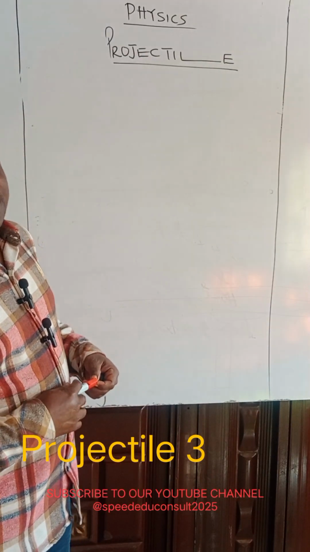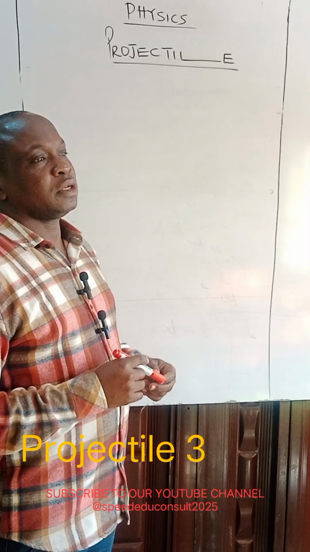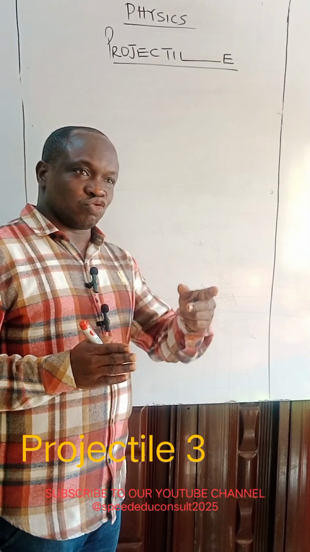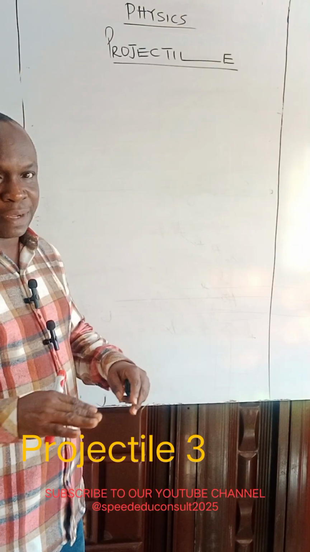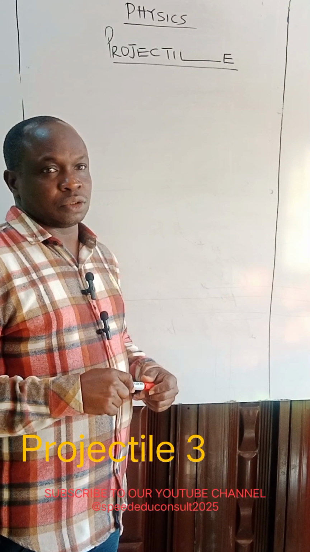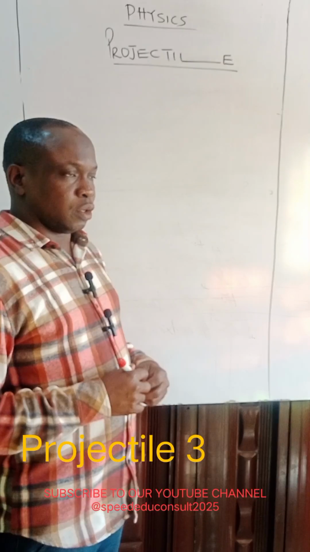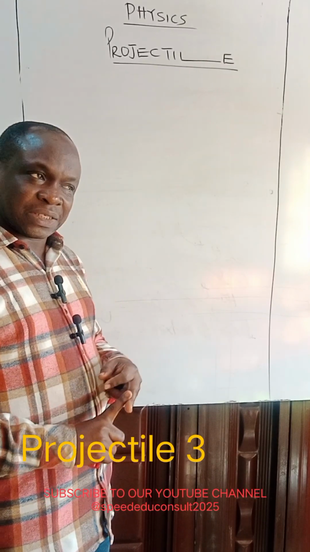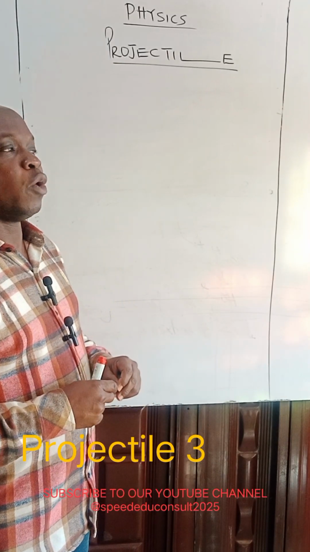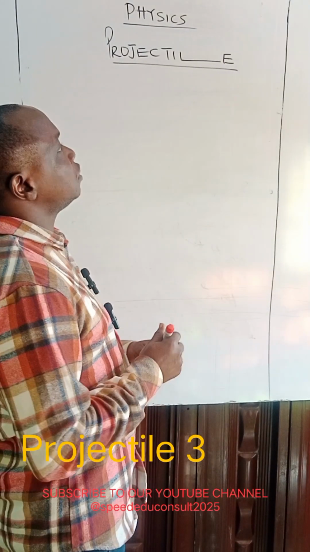Then we divided projectile into two: one-dimensional projectile and two-dimensional projectile. A one-dimensional projectile is divided into two: vertical motion and horizontal motion. Vertical motion is divided into upward motion and downward motion. Then we look at horizontal motion. We have done vertical motion, upward and downward. We have started horizontal motion, so we continue from where we stopped.